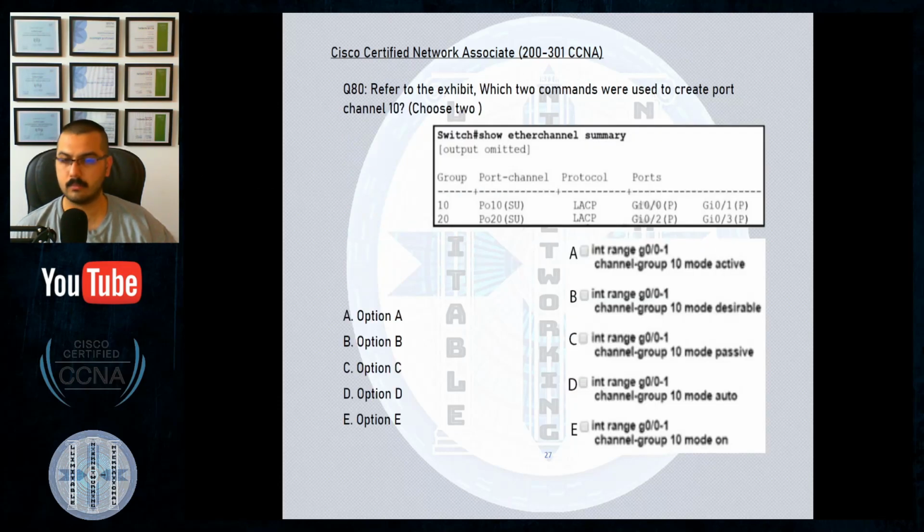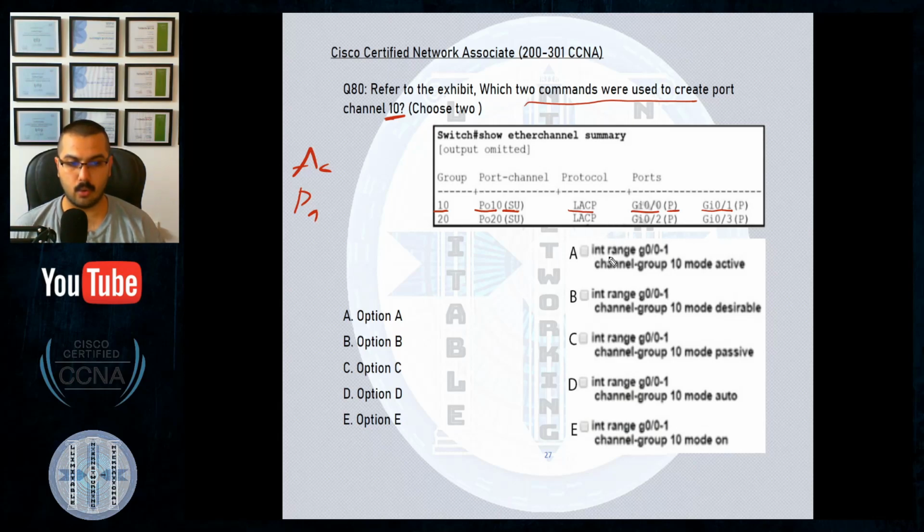80. Which two commands were used to create port channel 10? Okay, let's see. This is group 10. This is port channel 10. This is operating on layer 2 using switches. The protocol is LACP, so the commands are either active or passive for the ports to become LACP. And the included interfaces were 0/0 and 0/1, and they are participating.